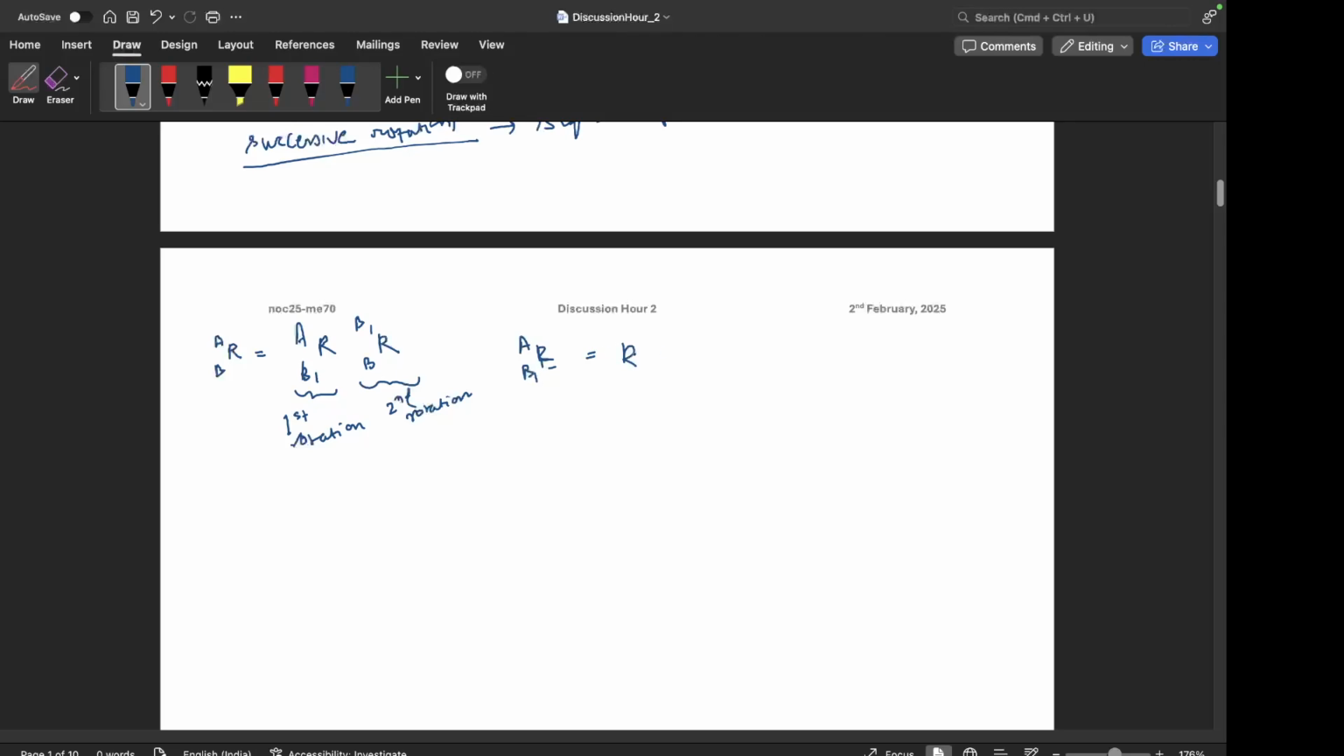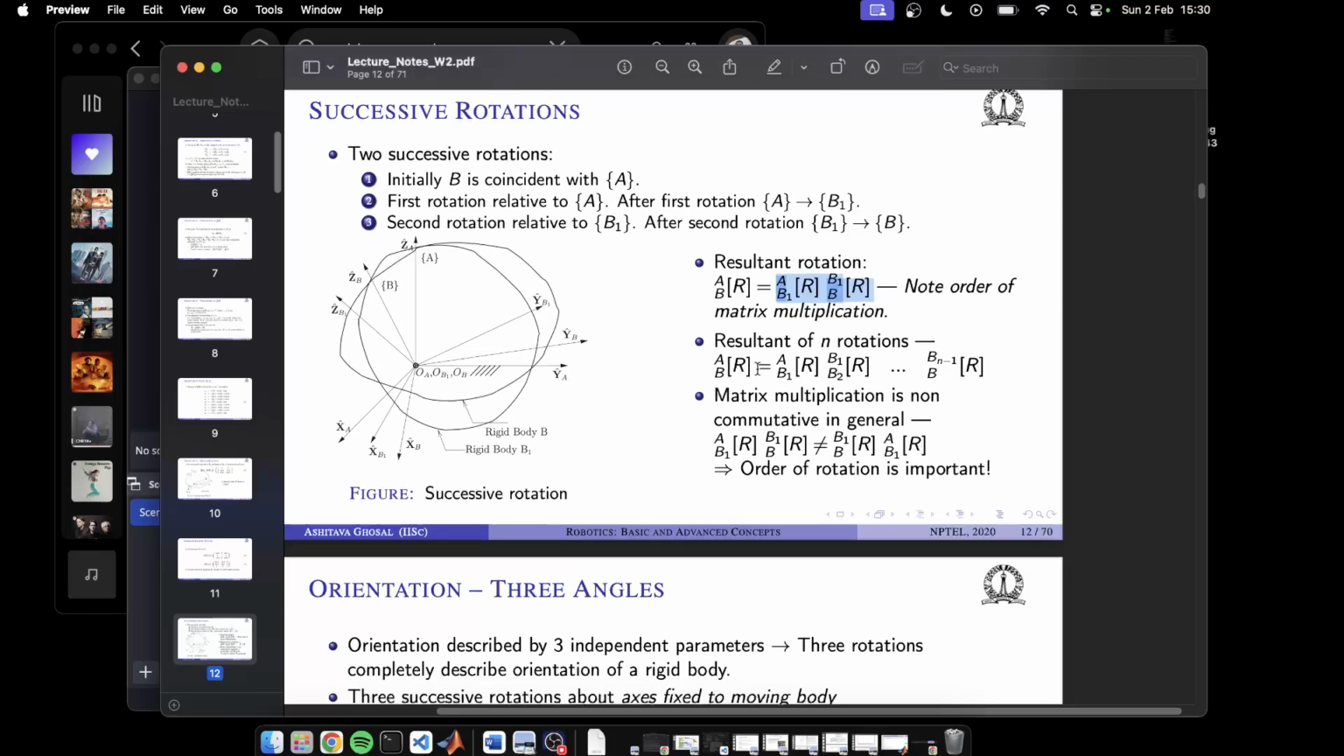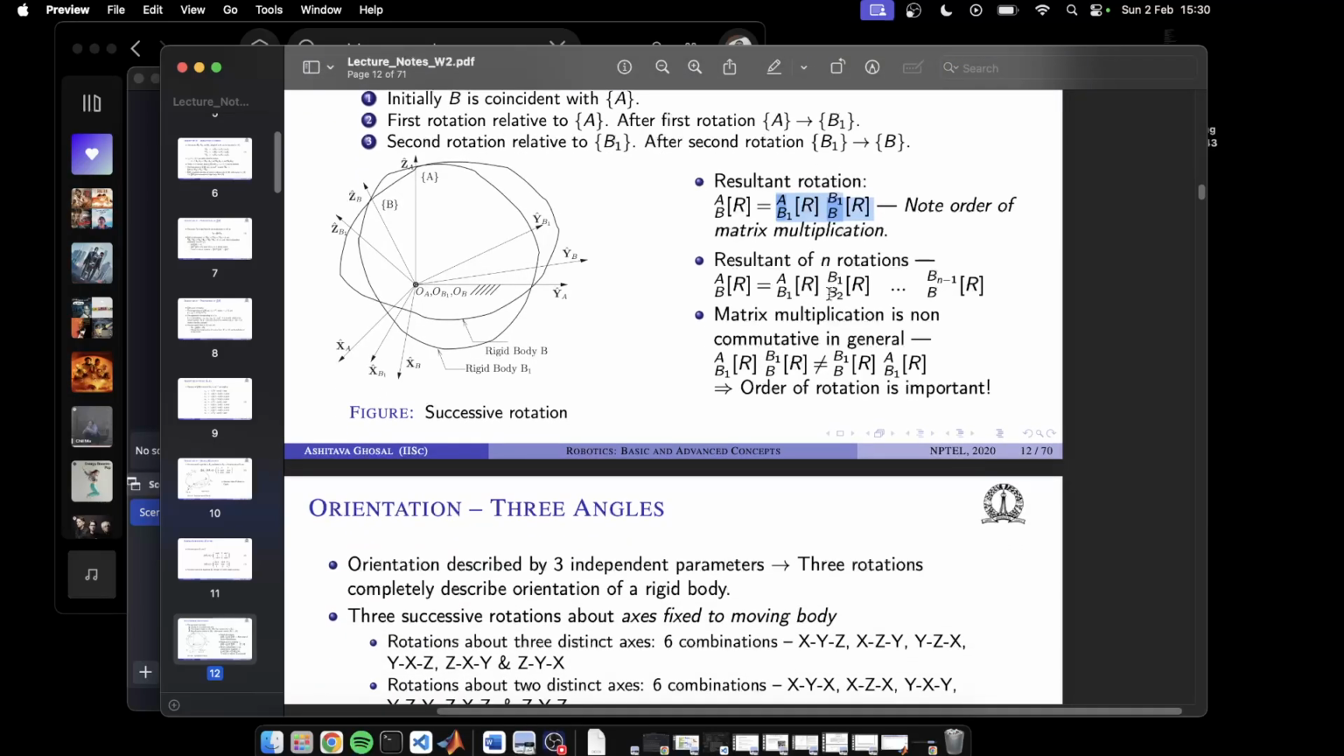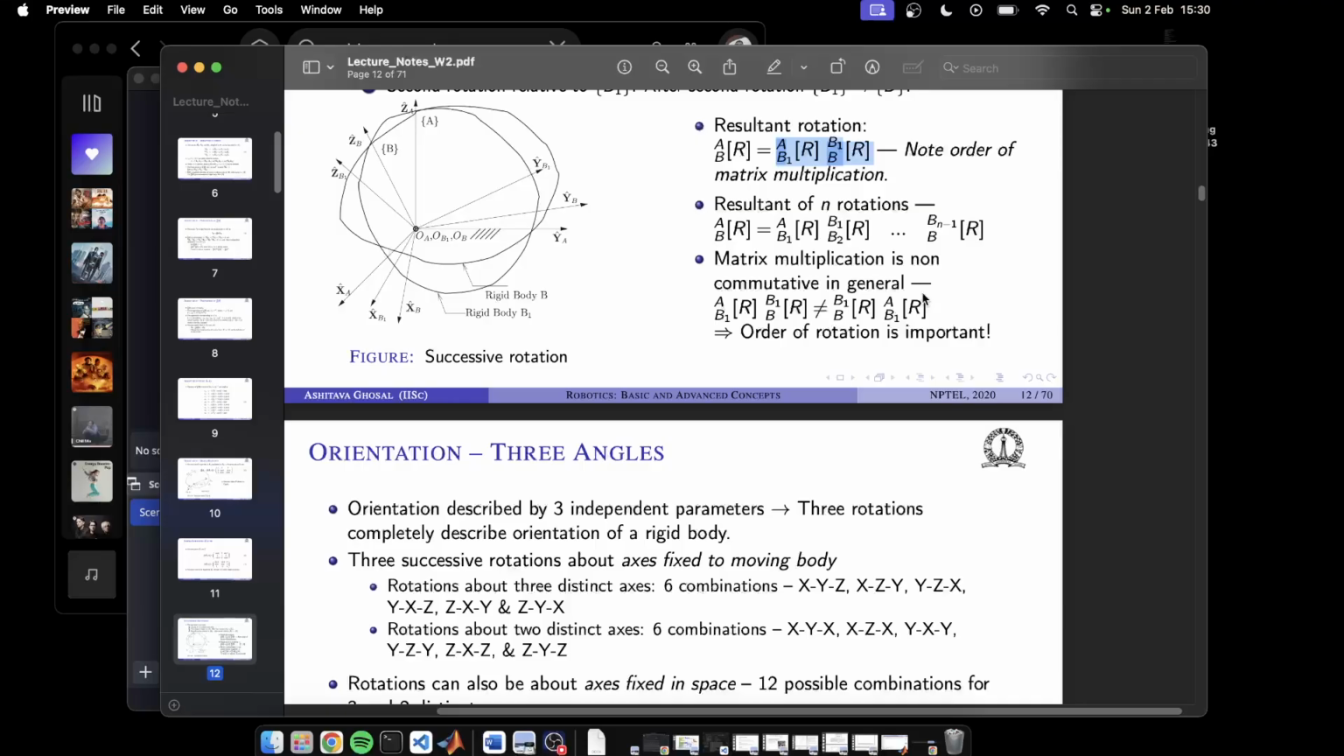This is about any, let's say, any of the axes, let's say X of frame A, and let's say by theta 1, right? And then the second rotation is about any of the axes of frame B1, right? So it would be, let's say, Y of frame B1, and by a certain angle theta 2, right? So this is what is mentioned here. And this can basically be extended to n number of rotations.